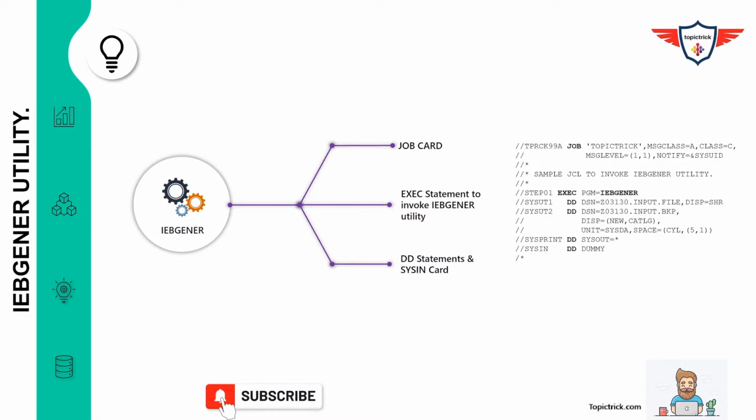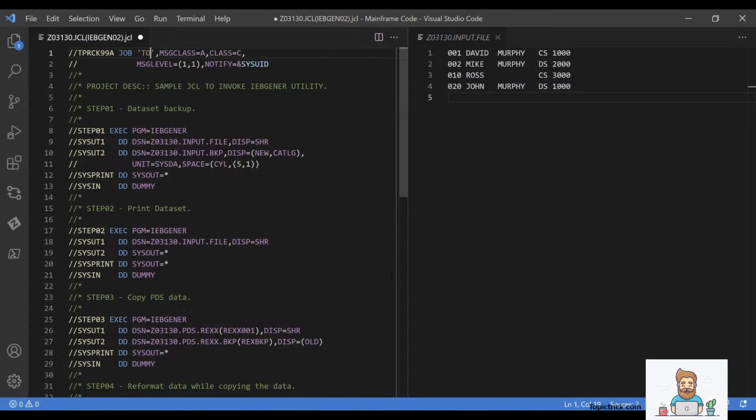Now before I show the live demonstration of how you can use the IEBGENER utility to perform various operations, let me ask an interview question. The question is, what is the basic difference between the IEBGENER utility and the IEBCOPY utility? If you know the answer, then write it down in the comment section. Otherwise, I'll give you the correct answer in the last section of this presentation.